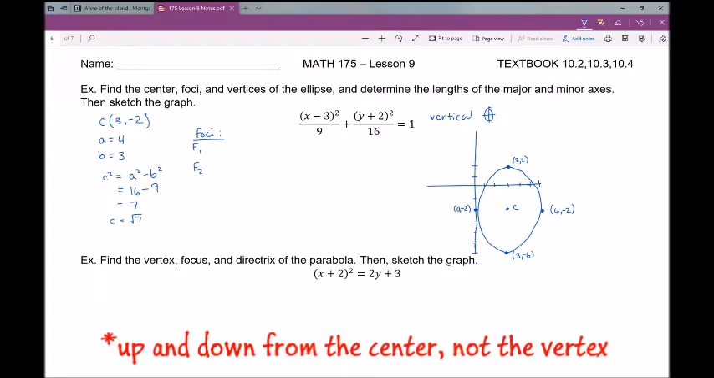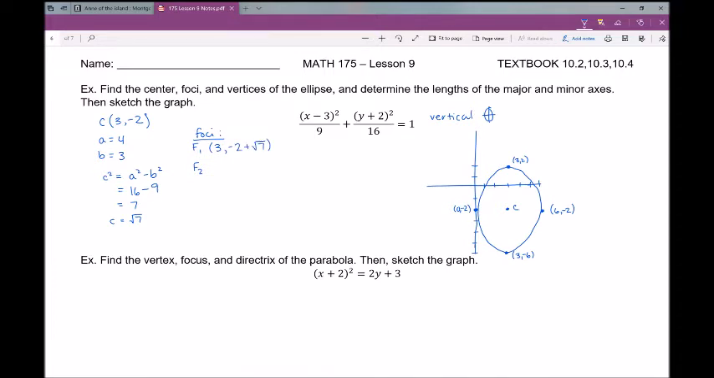So our first focus will have coordinates (3, -2 + √7), and focus 2 will have coordinates (3, -2 - √7). Okay, for graphing purposes, it's okay if you get decimal approximations for these coordinates, but when you write them down like this, I would rather see the exact form. All right.